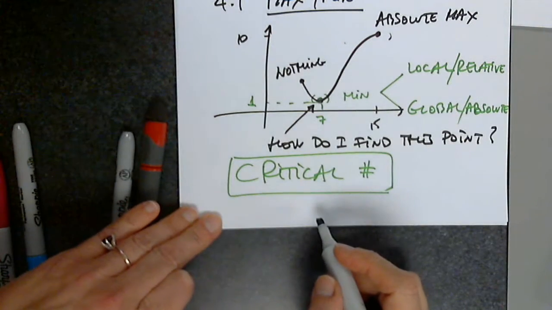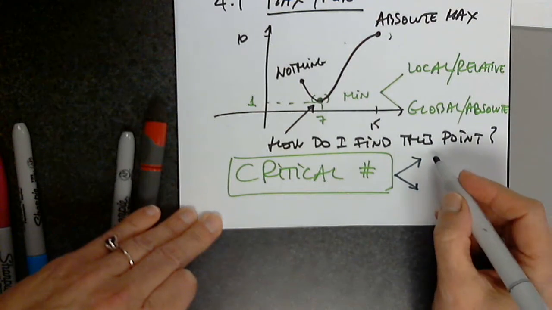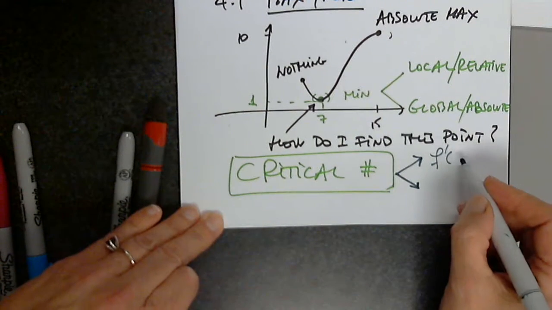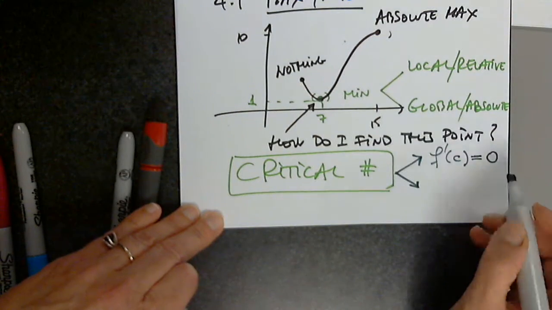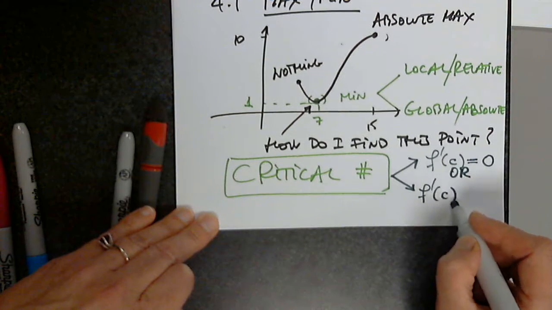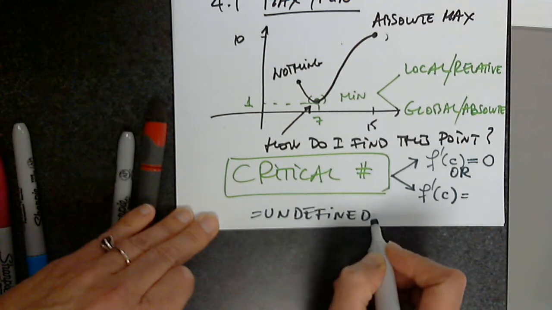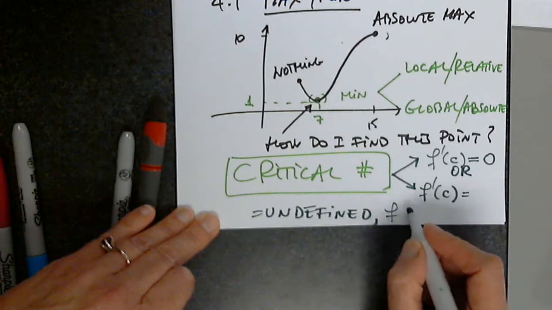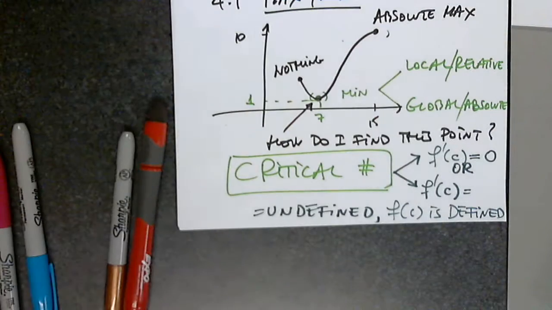But what is a critical number? A critical number comes from two possible sources. One source is when f prime of c, I'm going to call c the critical x value, critical number, is 0, or when f prime of c is undefined, comma, this is very important, but f of c is defined. Is that possible? Absolutely. Very good question.